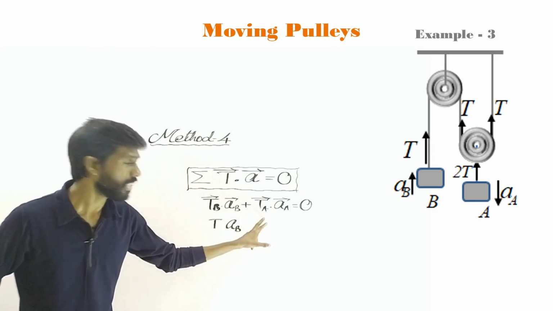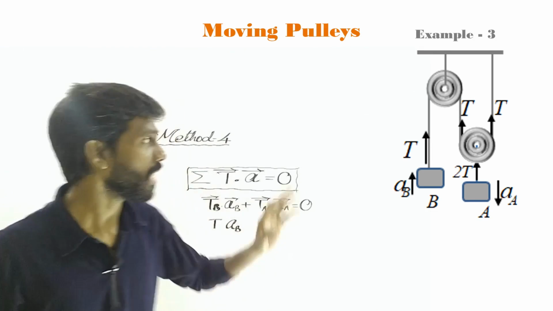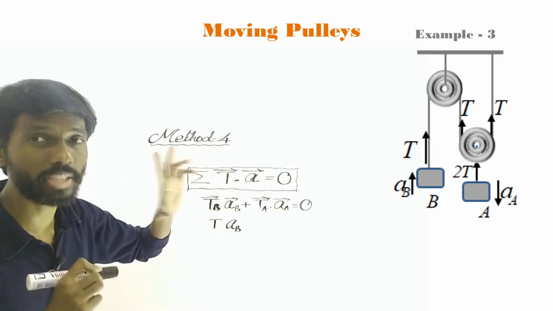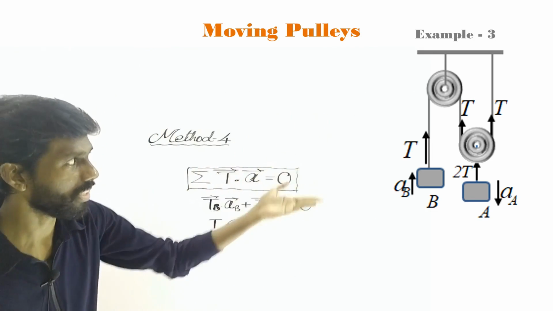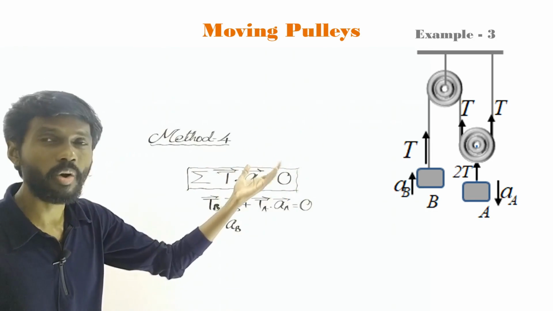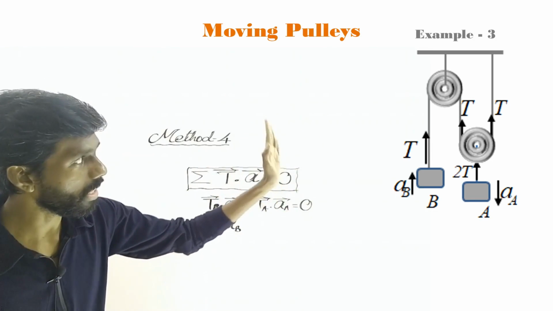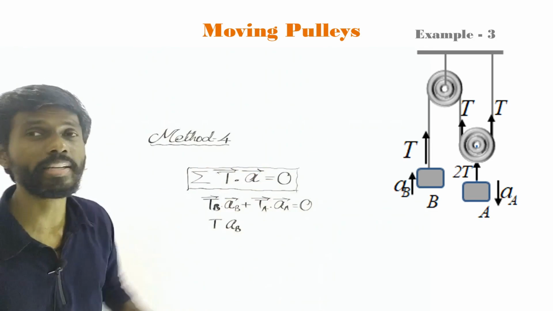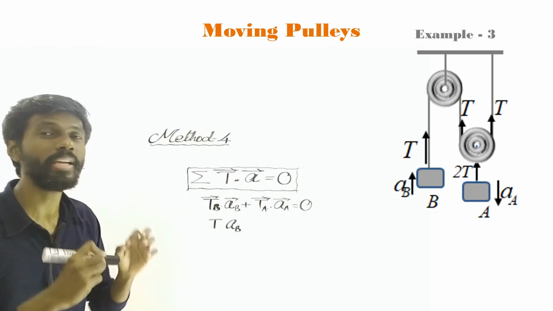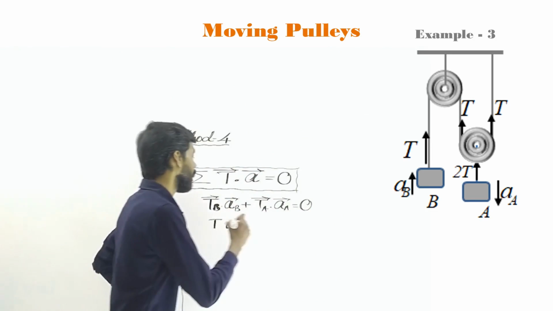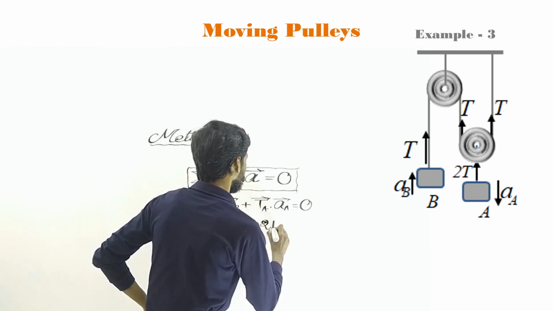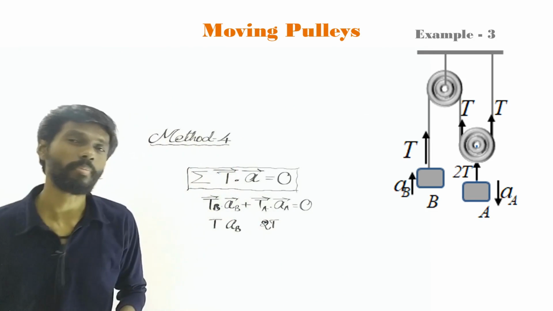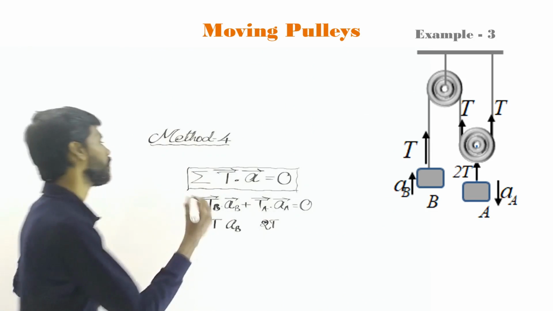Next, what is the tension acting on the block A? See, this string has tension T. That means that part of the string has tension T, and this part of the string also has tension T. So T plus T, 2T is the total tension acting on the block A, right? So for the block A, the total tension is 2T. What about the acceleration of the block A? That is acceleration A.